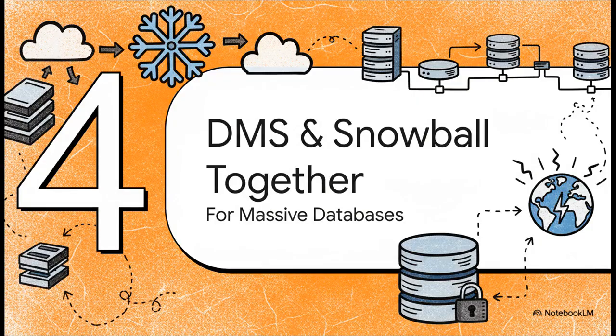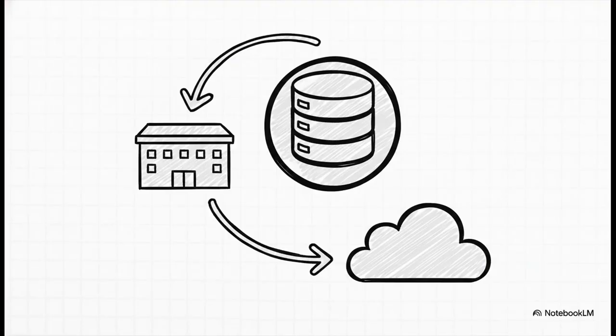Okay, so we've seen the offline solution for bulk files and the online solution for live databases. But what happens when you have the worst of both worlds? A truly massive multi-terabyte database, and a really slow or unreliable network connection. Well, this is where AWS gets really clever and actually combines the two services. To pull this off, the whole process gets broken down into two distinct parts.